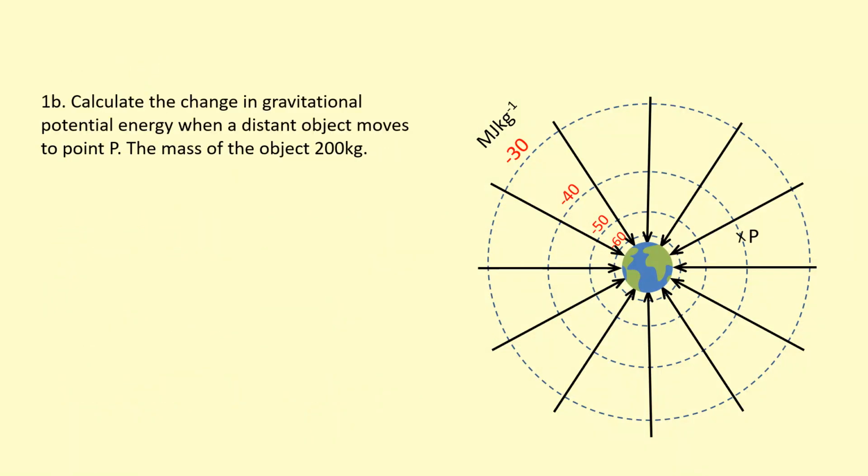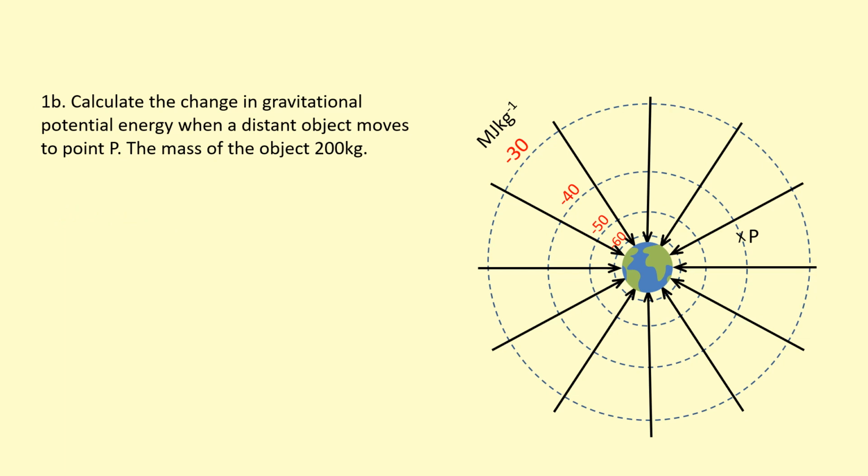In this example, we're asked to calculate the change in gravitational potential energy when a distant object moves to point P, that's marked on this diagram here on the right-hand side of the Earth. The mass of the object is 200 kilograms. Now, it's tempting to use the equation that we used in year 12, mgh, like this. But remember the g, the gravitational field strength, is going to be changing. We're not in a uniform field, so we can't use this.